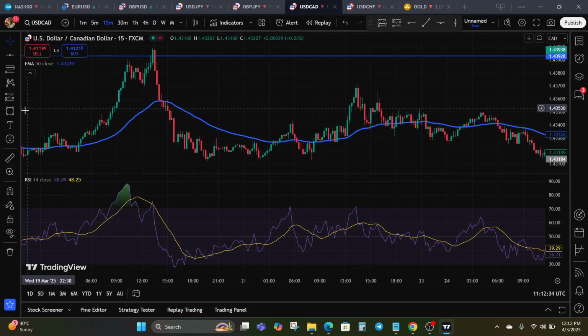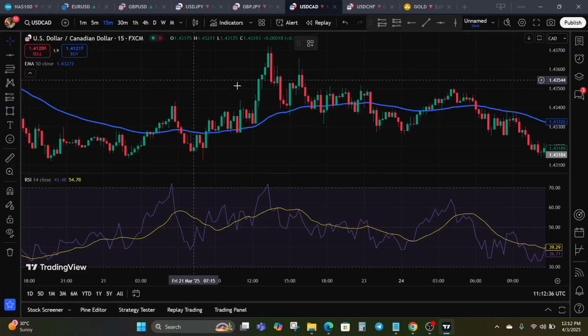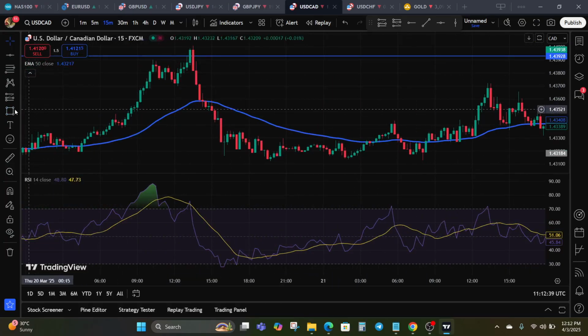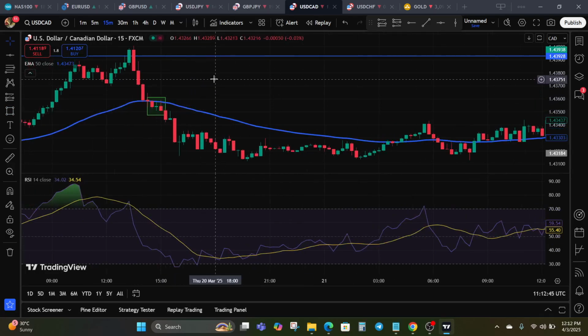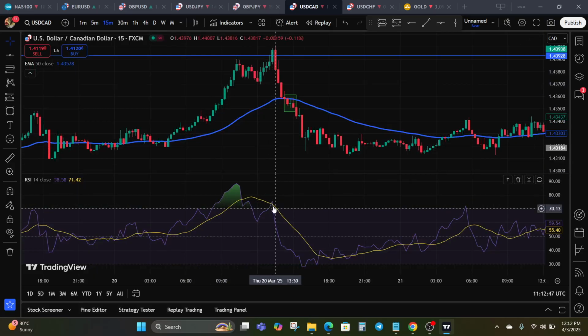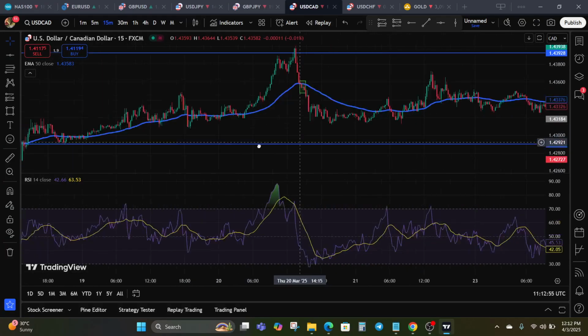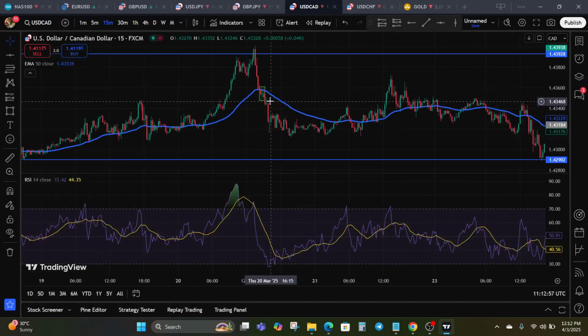So we can see this rejection candle here that followed a doji. You can see there was a doji here before this rejection candle. And you can see the RSI was dropping from the overbought territory, and that it got rejected from this resistance and dropped below the 50 EMA. So after all these conditions have been met, you can enter your trade at the next candle's opening.